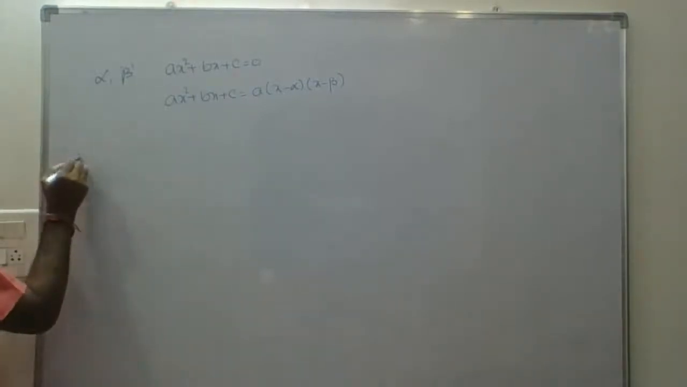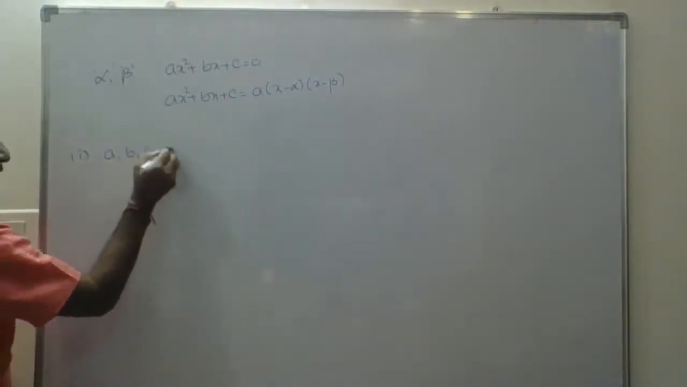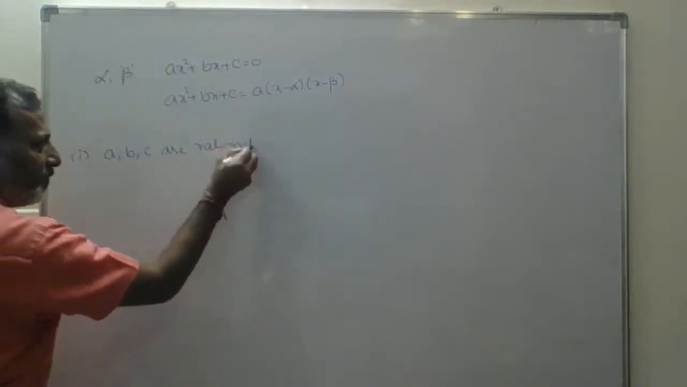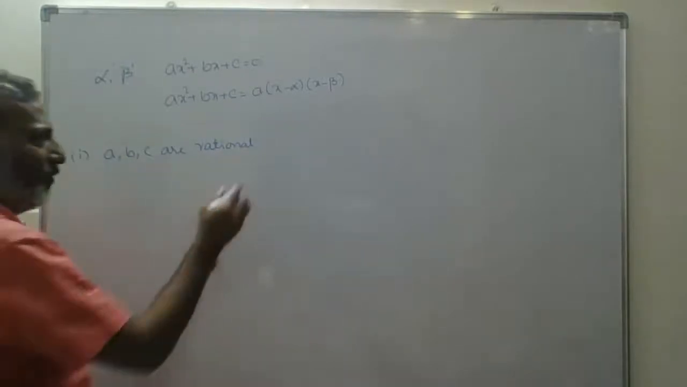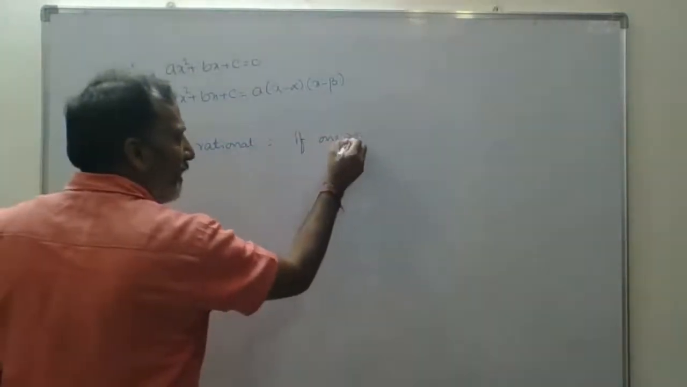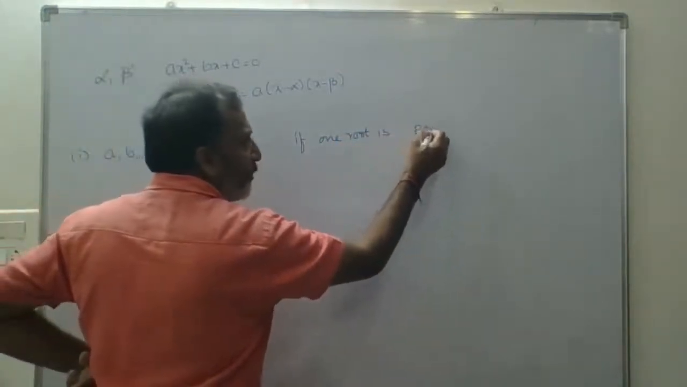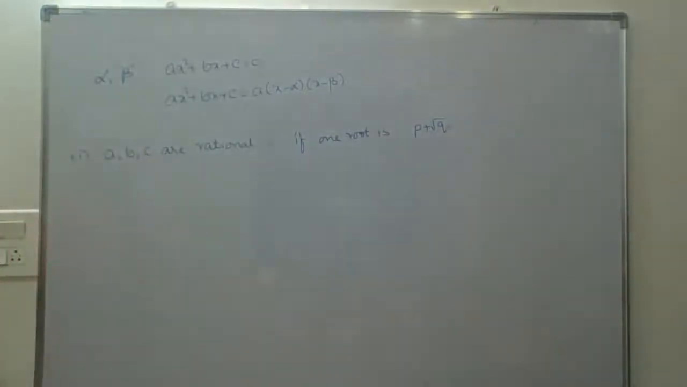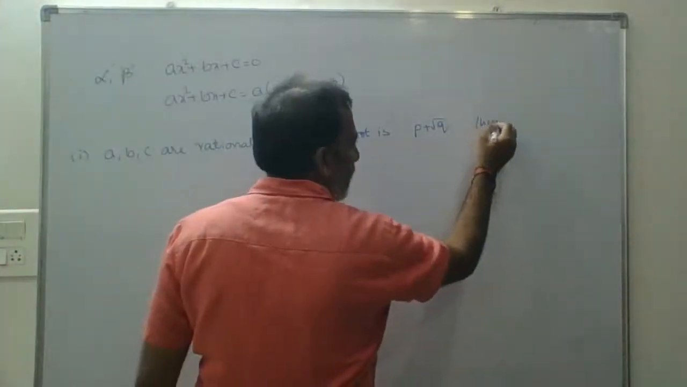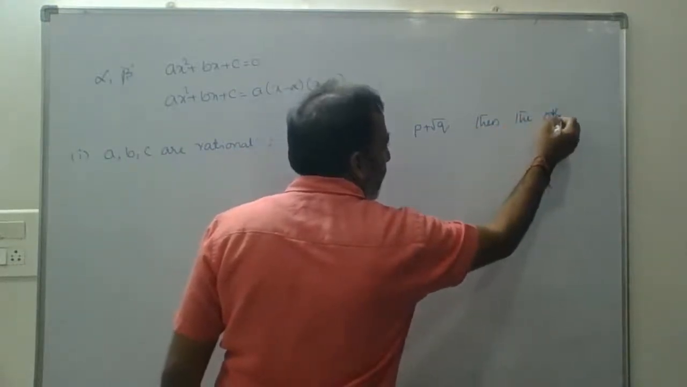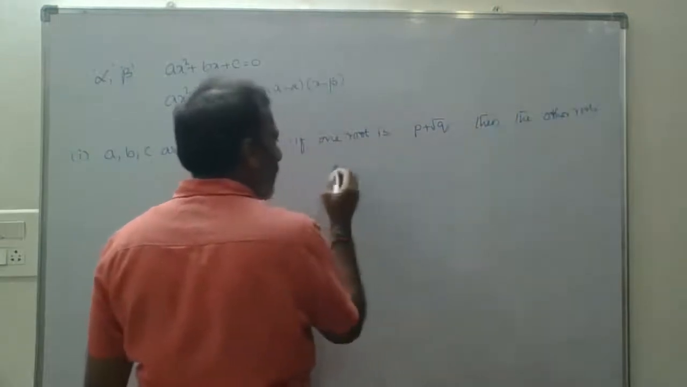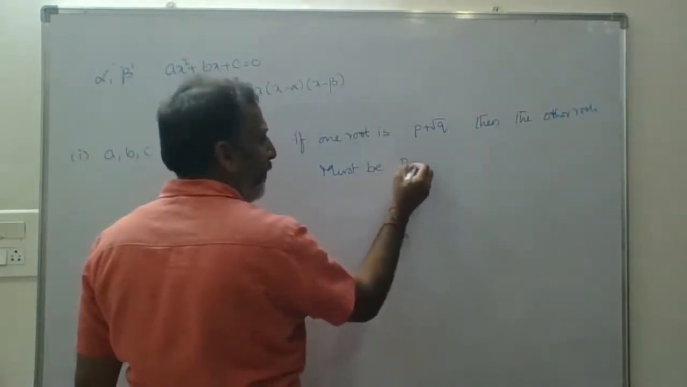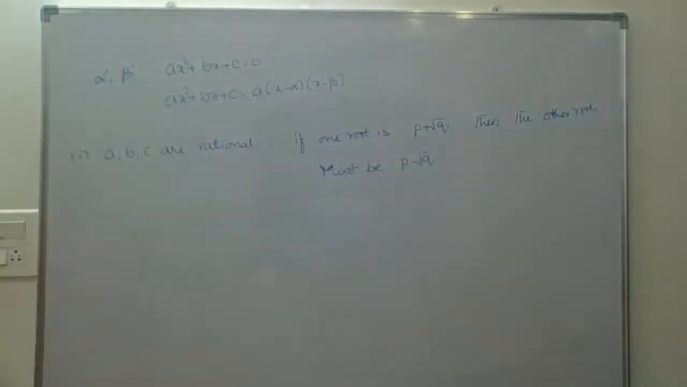Okay, see, first point: if a, b, c are rational, and if one root is p plus root q, then the other root must be p minus root q. Whenever a, b, c are rational and one root is p plus root q, the other root must be p minus root q.